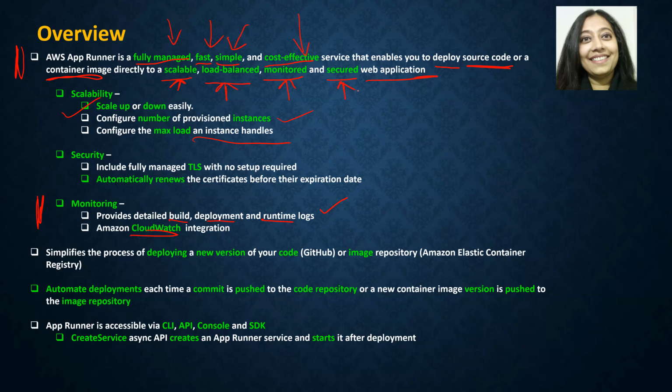And after that, we said it is secured. Why did we say it is secured? We said it is secured because it provides you with a fully managed TLS setup, right? So you don't need to do anything on your end. And most importantly, it automatically renews the certificate before the expiration date. So hopefully this gives you a good idea as to what AWS App Runner is all about.